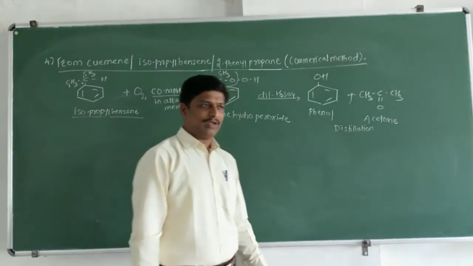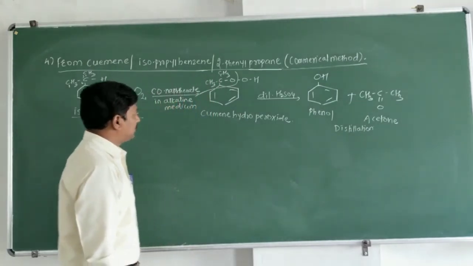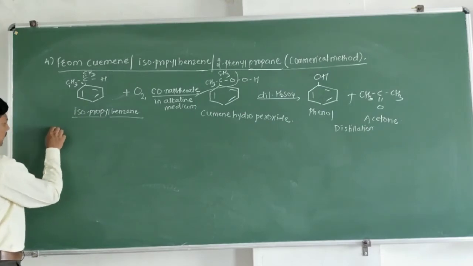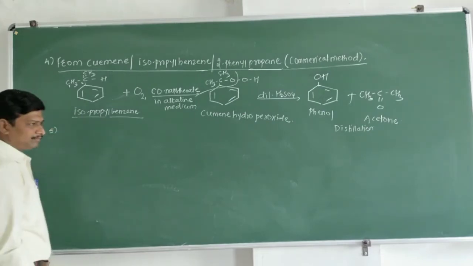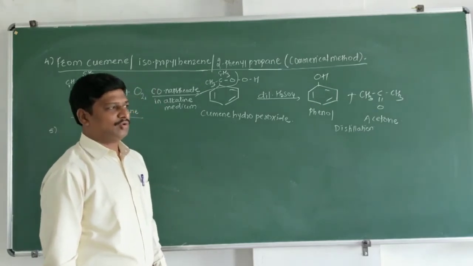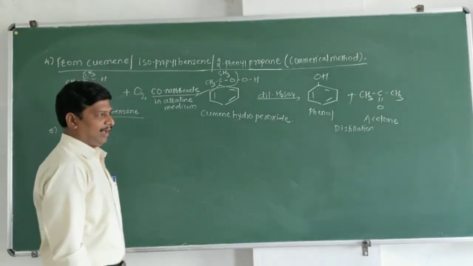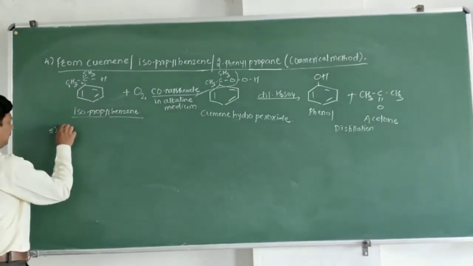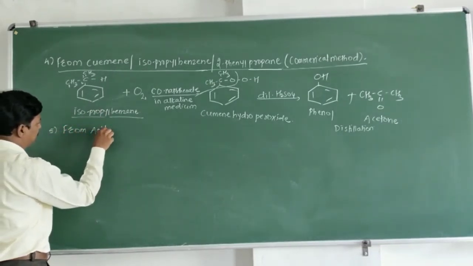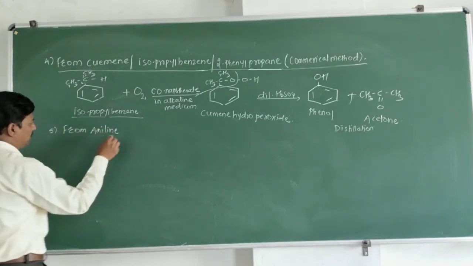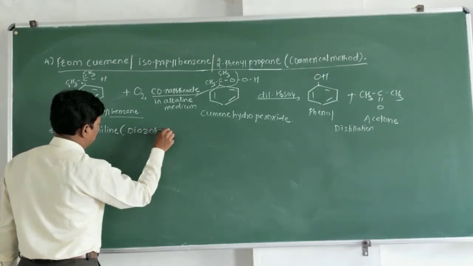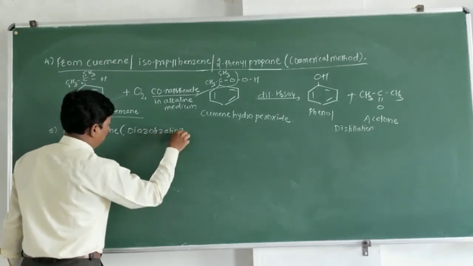Okay, so in this way this is the fourth preparation method of phenol, and coming to the last preparation method of phenol, actually it is the diazotization reaction. Okay, and it is from aniline, and the name of the reaction is the diazotization reaction.